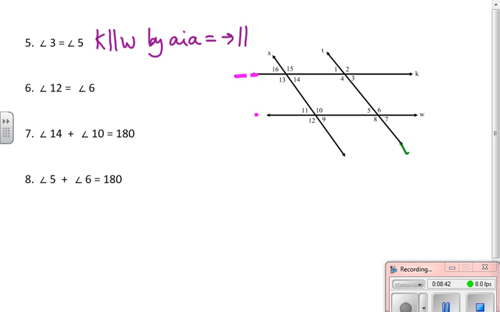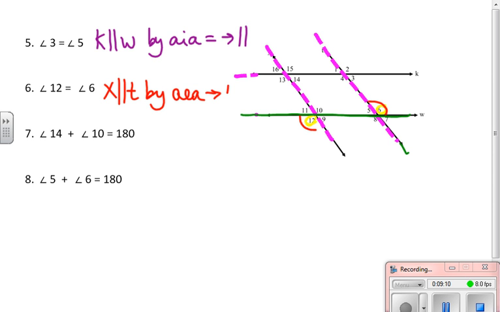The next set of angle pairs are 12 and 6, and when I trace what's forming 12 and 6, I have this one. My transversal appears to be here. The relationship, they are outside and opposite. So my pink lines, which are X and T, by what kind of angles are they? Alternate exterior angles, imply parallel.